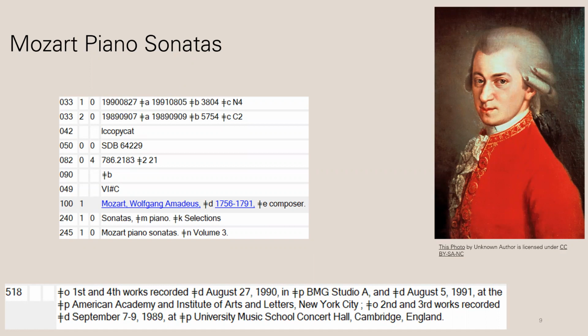Then you will see that the second date of the first 033 field appears in the second subfield D in the 518 field, August 5th, 1991 at the, and then you have the second place of event, American Academy and Institute of Arts and Letters, New York City, and subfield P. The final subfield O, D, and P show that the second and third works were recorded on September 7th through 9th, 1989 at the University Music School Concert Hall, Cambridge, England.